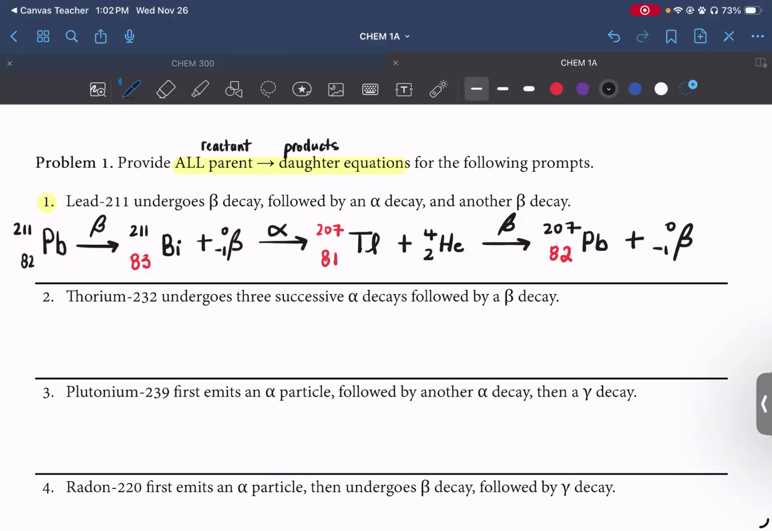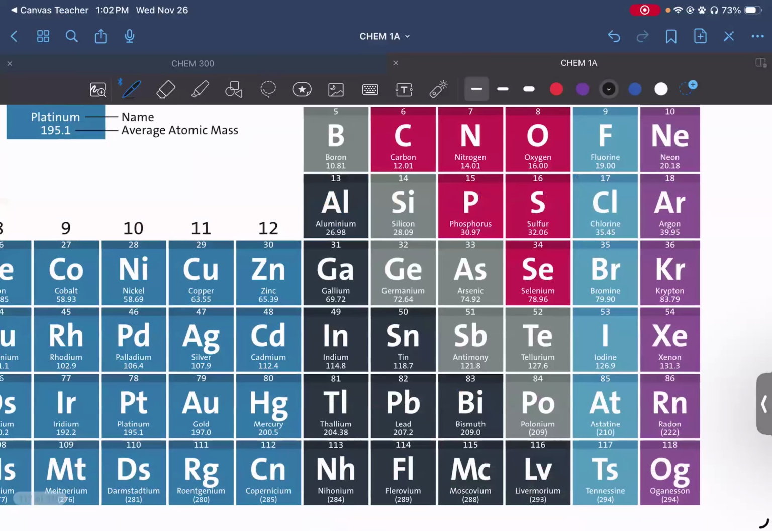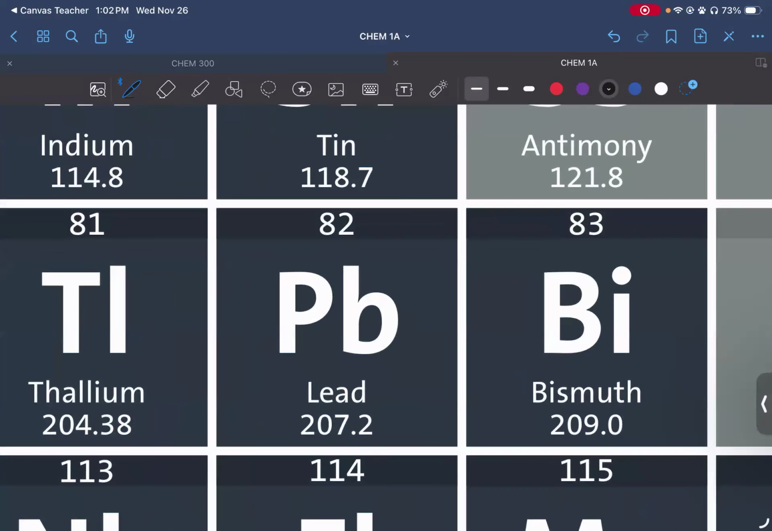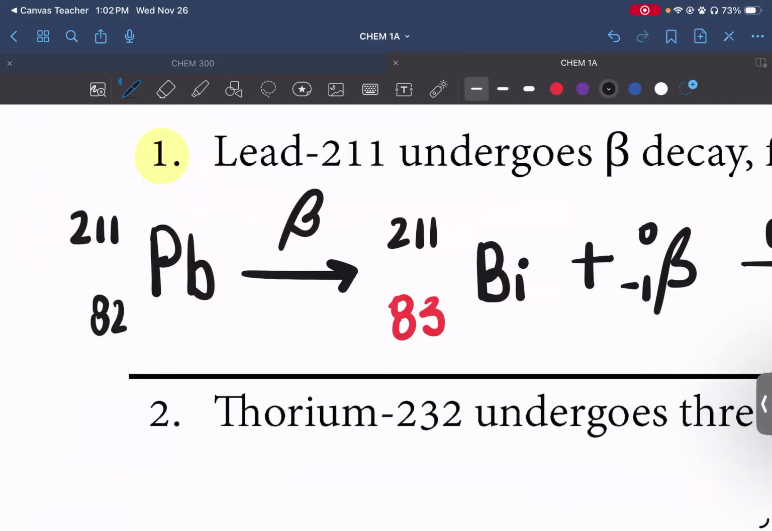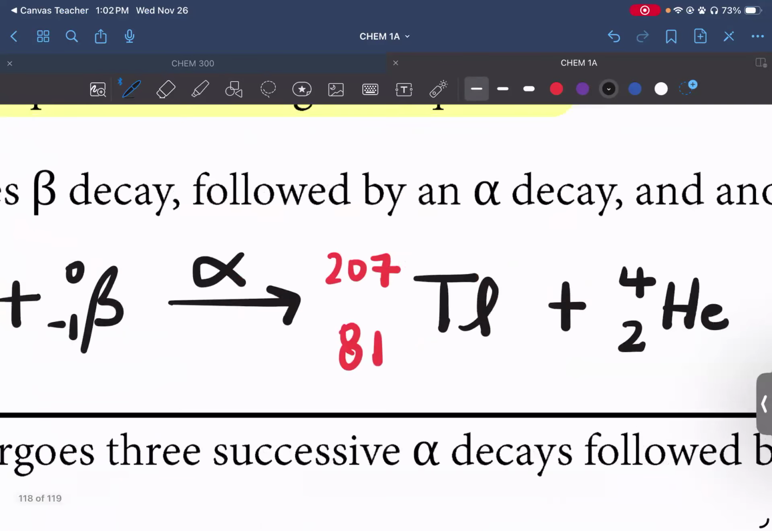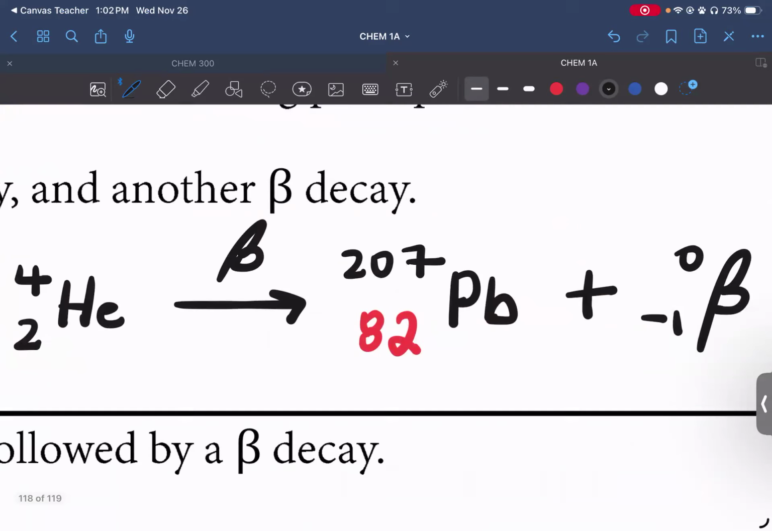Not immediately relevant to the answer, but I just want to point something out. According to the periodic table, the mass of lead is 207. Of course, that's not what we started with. We started with an isotope, but recognized that by the end we formed a mass of 207.